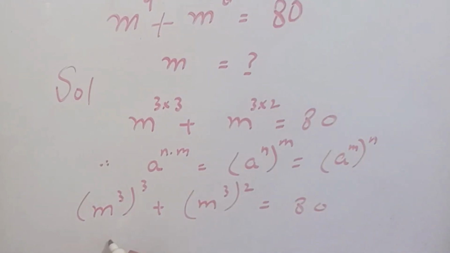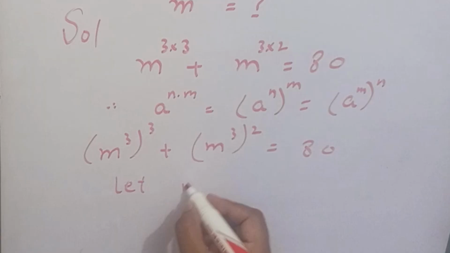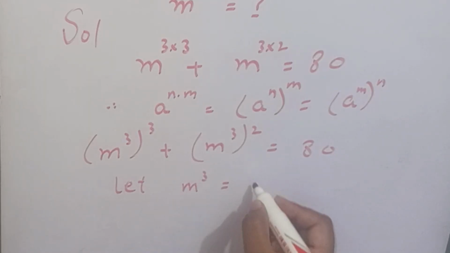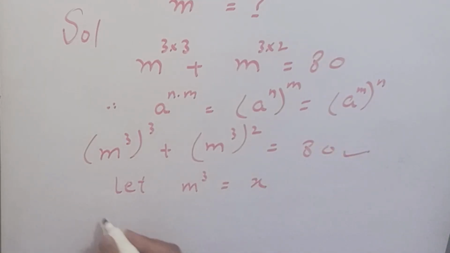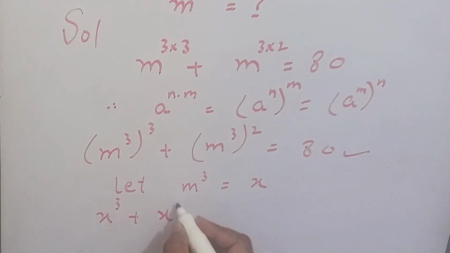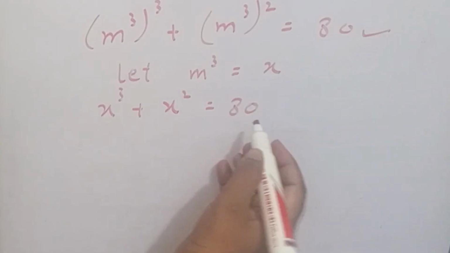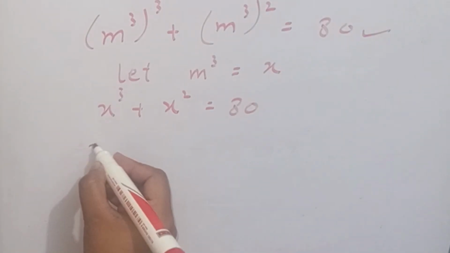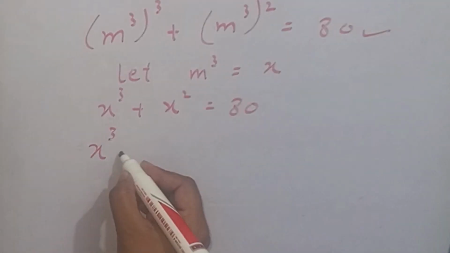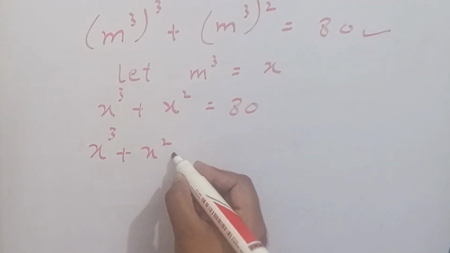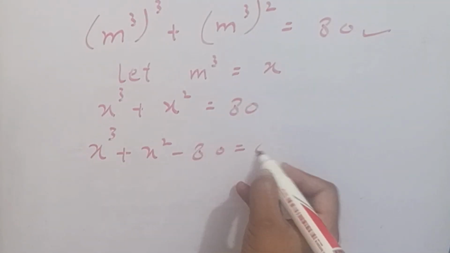Now in the next step we let m cube is equal to x, then the above equation will become x cube plus x square. This is equal to 80. Now in the next step we subtract 80 on both sides, then we get x cube plus x square minus 80. This is equal to 0.